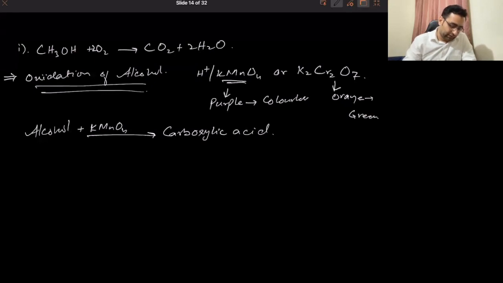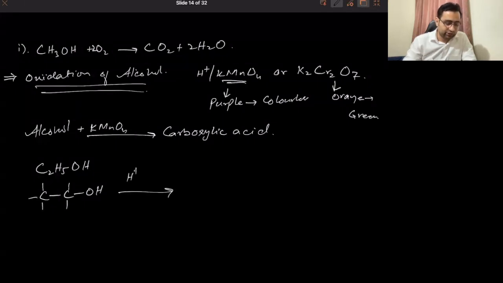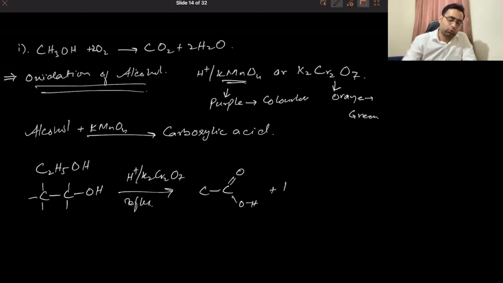If you oxidize ethanol, C2H5OH, with acidified K2Cr2O7 under reflux, then the product will be carboxylic acid, which is COOH, and H2O. So this is the product from ethanol. The product is going to be ethanoic acid.